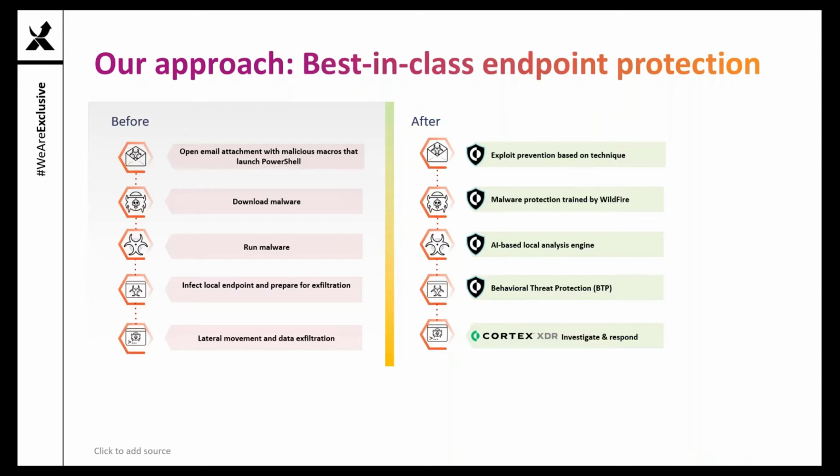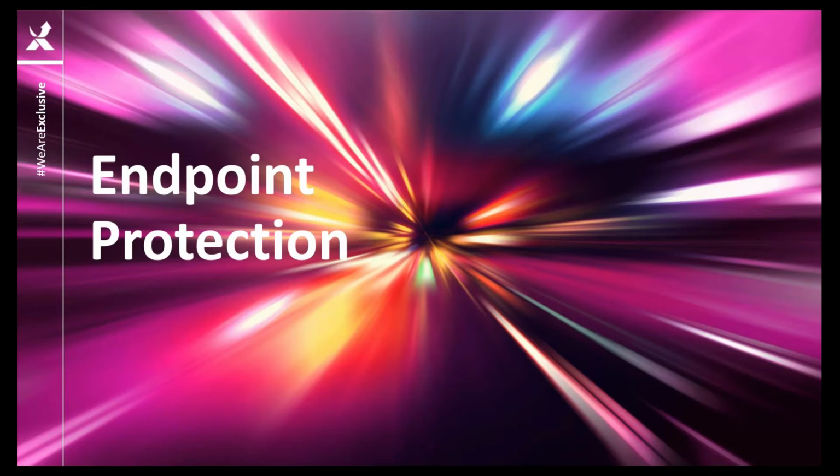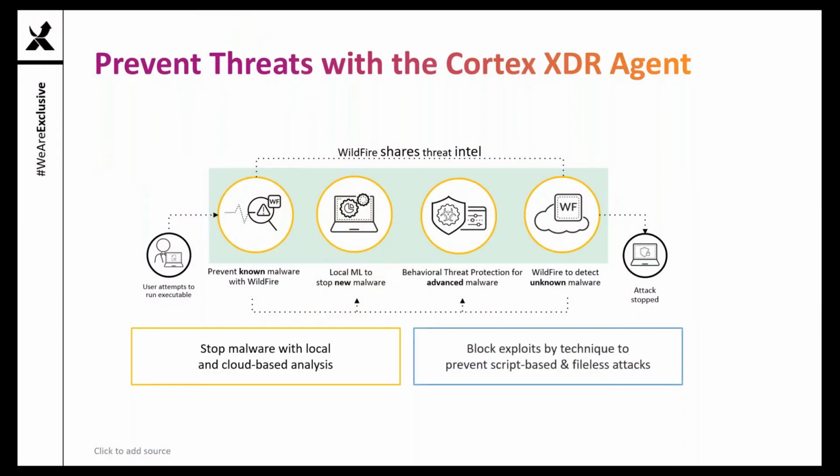Now, with Cortex XDR, the victim's PC would have been protected against both malware and also against exploits. Prevention is key here, okay? So what we can prevent, we should always do that, but we have to be realistic and accept the fact that we will not be able to prevent everything. So in case of a breach, it's important that we will detect it as soon as possible and that we can do something about it. Now, let's first talk about the prevention part, endpoint protection. It's two things. The first thing is malware protection, and the second thing is exploit prevention.